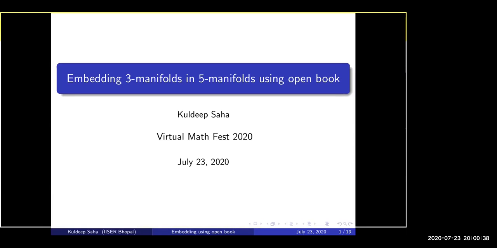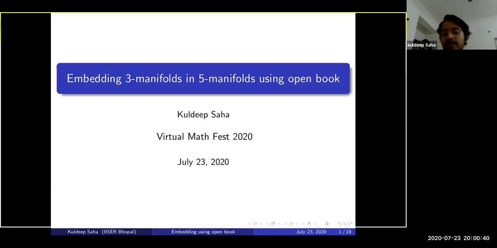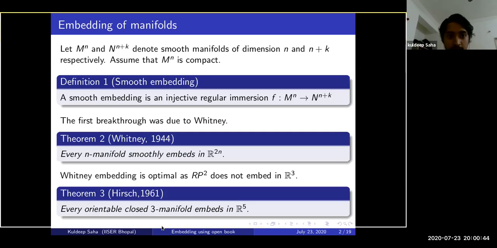So I will talk about embedding 3 manifolds in 5 manifolds using open book decompositions. Let us quickly recall what an embedding is. An embedding of a manifold M inside a higher dimensional manifold N is just an injective regular immersion.